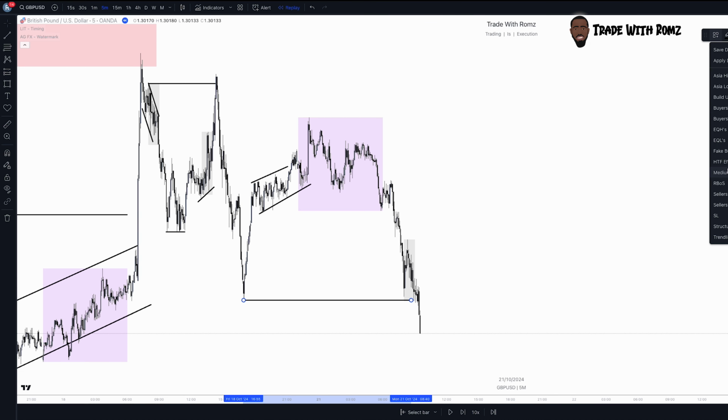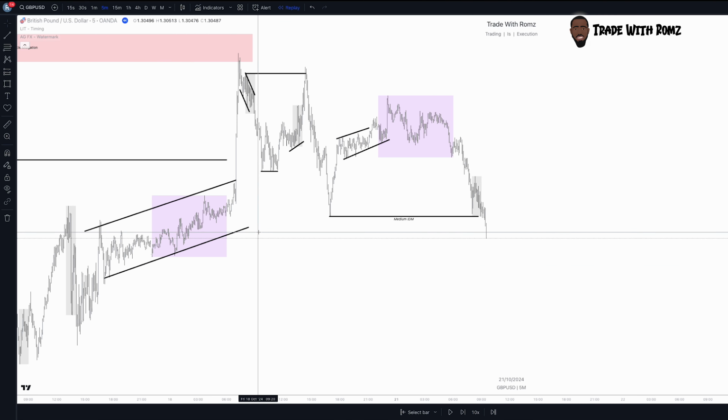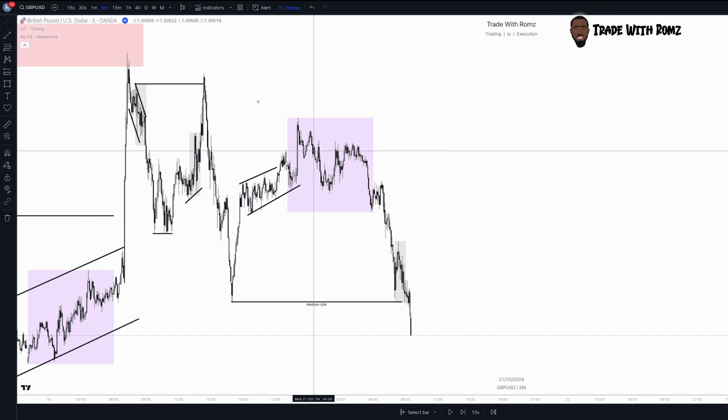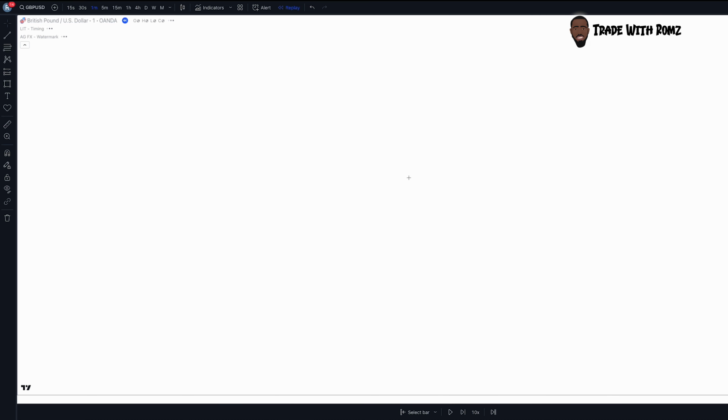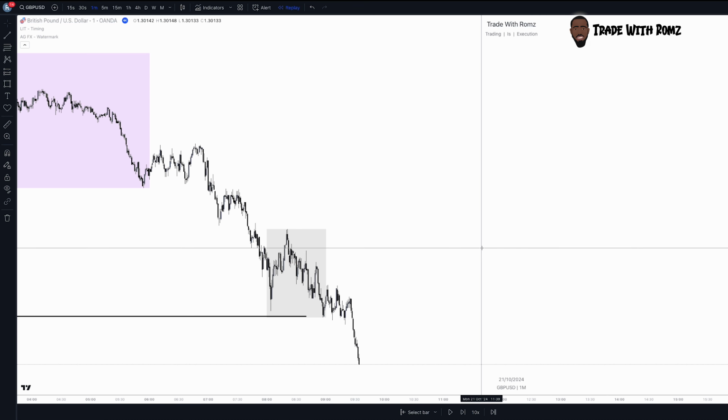So you could class this as a medium inducement. All right. So you could argue that potentially price could give us a pullback from here. And if we go on to the lower time frame, now we're going on to the M1, and it's going to get a lot more interesting. Right, let's see what happens.